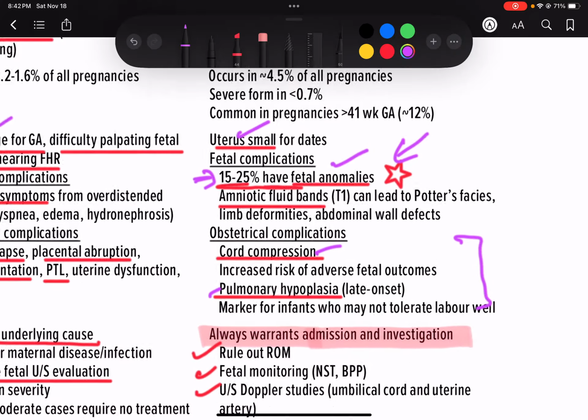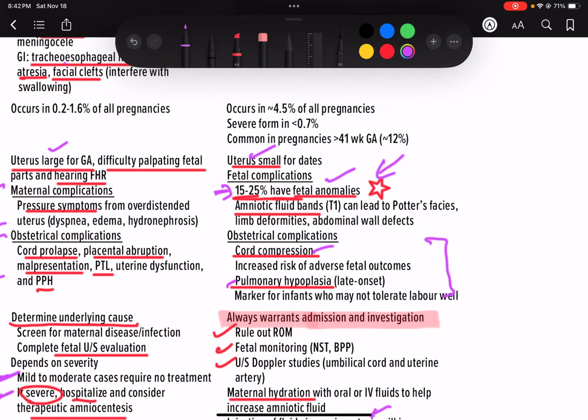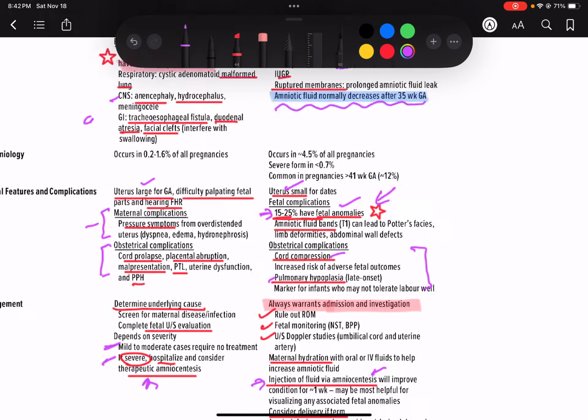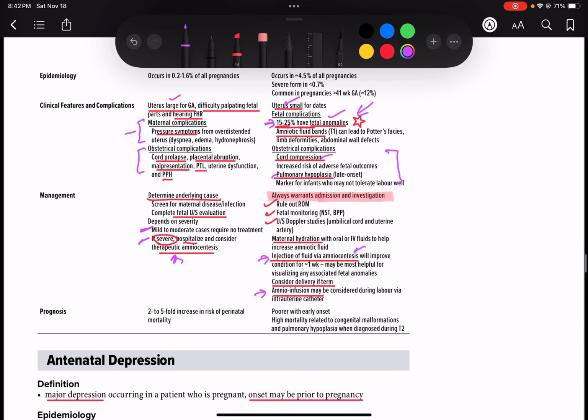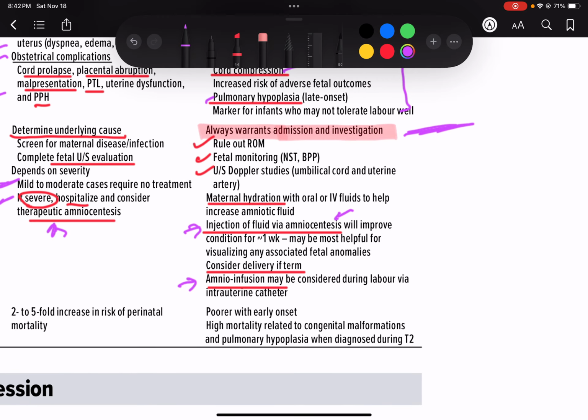So Potter's facies, limb deformities, abdominal wall defects. So that would be happening in oligohydramnios, where the fluid is less. So whenever the fluid is less, it always warrants admission and investigation. You have to investigate. Rule out rupture of membranes. First of all, you just have to rule out rupture of membranes.